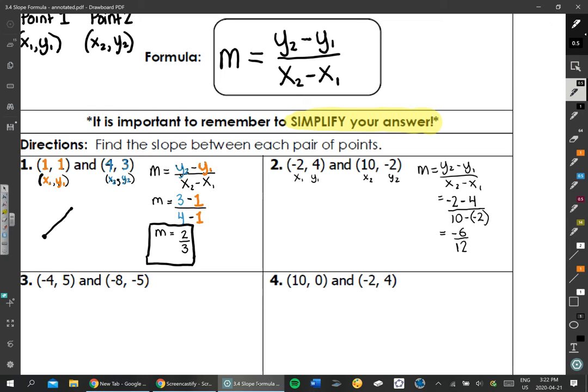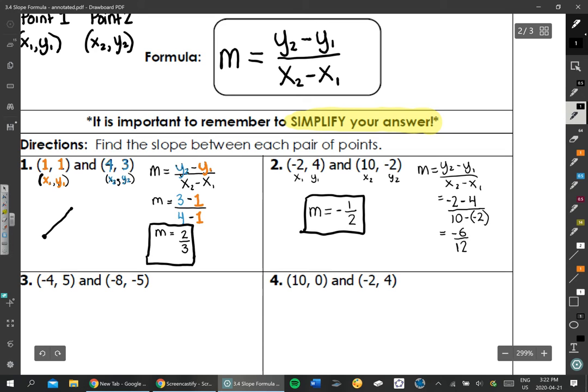Now that can be simplified, right? That can be simplified to give our final answer of negative 1 over 2, because that simplifies to negative 1 over 2. So that's my final answer, all simplified, all complete.